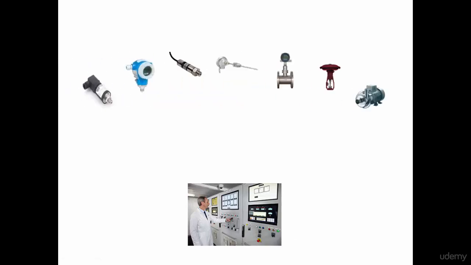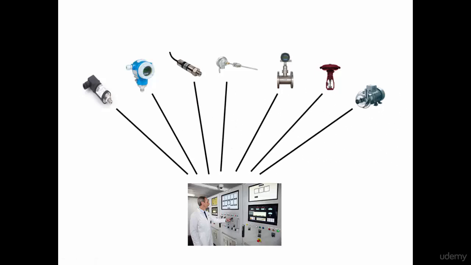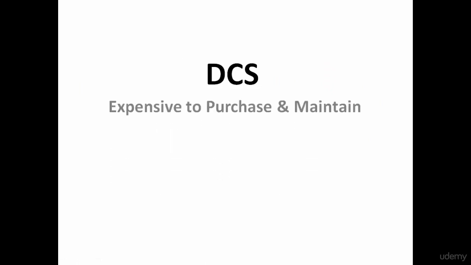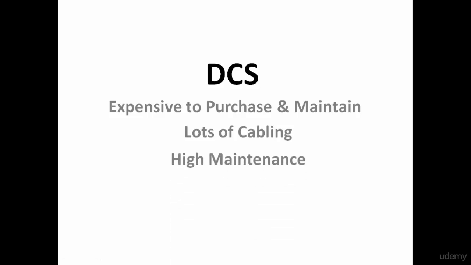All of the sensors and actuators would then be wired from their point of installation all over the plant, all the way back to the same central control system. This central control system would be housed most often in the control room of the plant. Now, DCS systems are very expensive to purchase and maintain for several reasons, including the expensive cabling. You see, every sensor and actuator had to be run from their point of installation all the way back to the central location. That's a lot of cabling, so it's high maintenance costs.